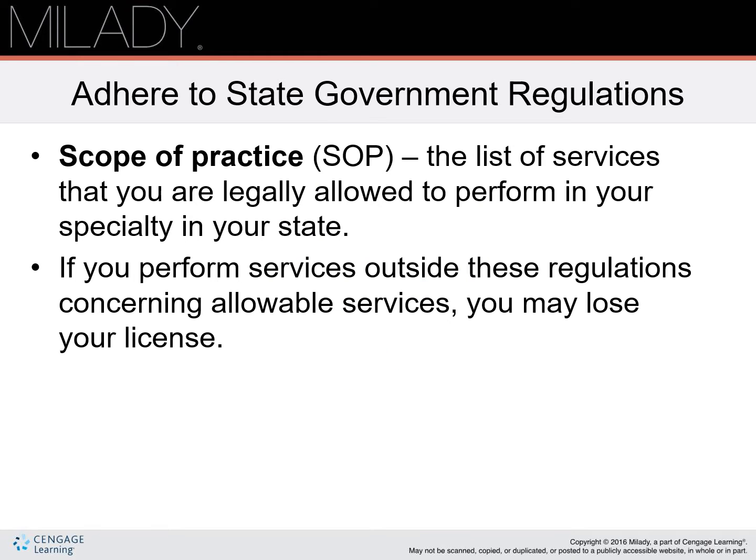Okay, let's talk about our state and government regulations, okay? So I want you guys to understand what scope of practice is, okay? The definition of scope of practice is the list of services that you are legally allowed to perform in your specialty in your state. So as a cosmetologist, when you graduate here in North Carolina, you will be able to do manicures, pedicures, acrylic, gel nails, dip nails, the polygel, all of those things under your license as a cosmetologist.